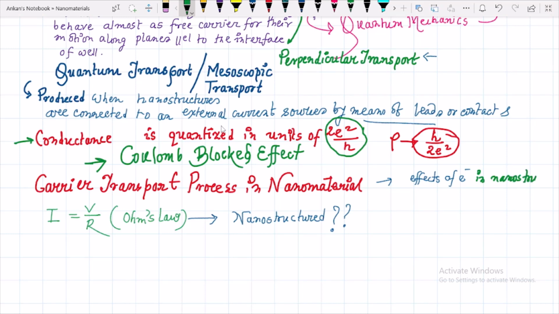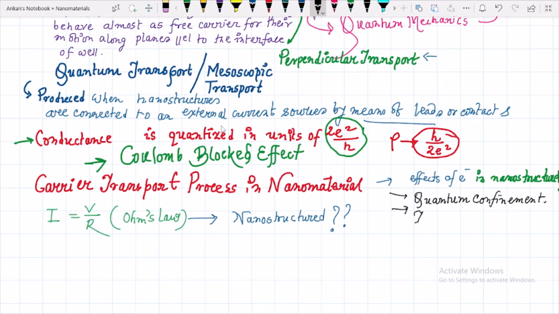What kind of effects get involved in the case of nanostructures? We have to point it out first. The first thing is very important: quantum confinement. Due to the reduced dimension and reduced size of the material, quantum confinement becomes dominant here. Electrons get trapped inside the material body, and the quantum confinement effect becomes dominant.